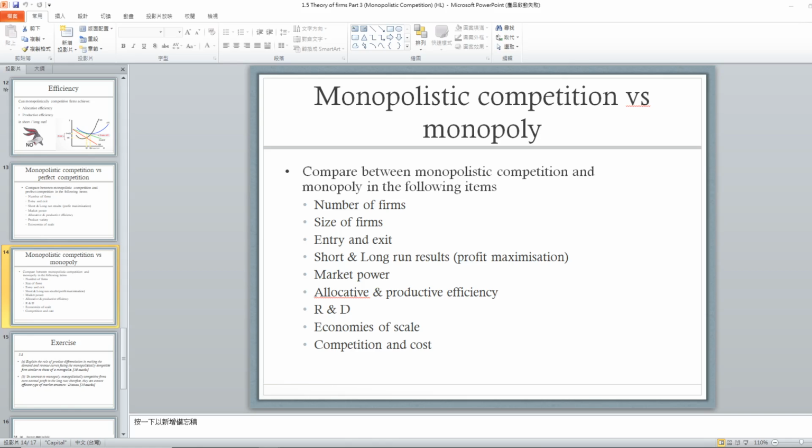Whereas in monopolistic competition, it's basically like perfect competition. There are just so many firms. The only difference is they are able to differentiate their products, and that's why they still have some market power. So let's go to the next one.